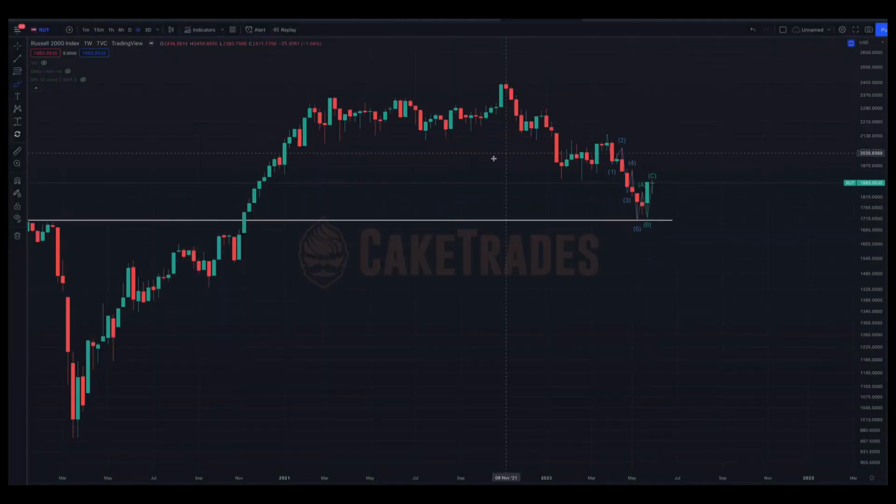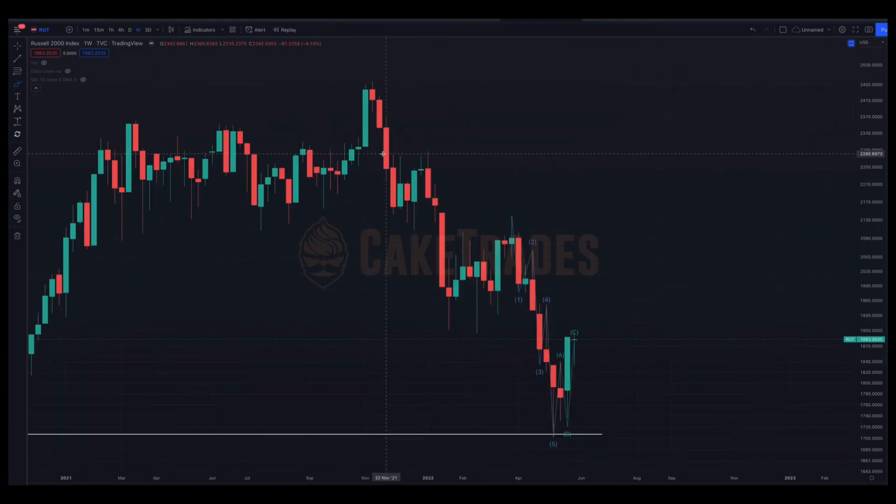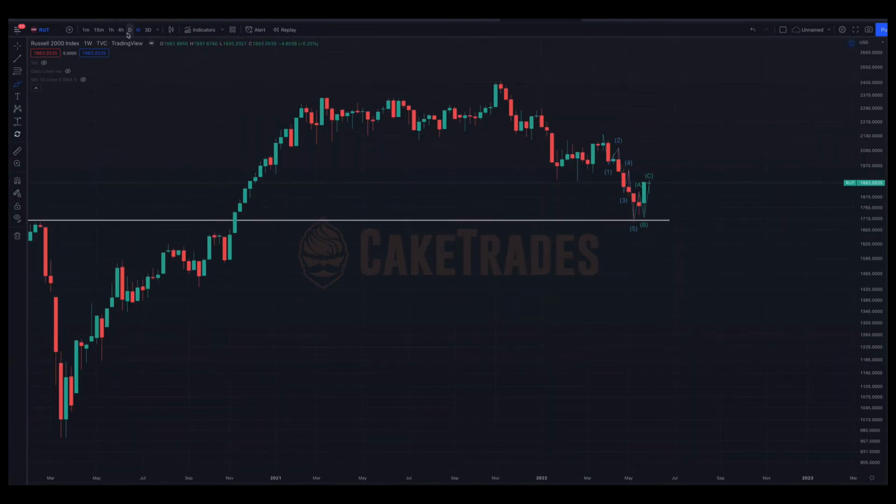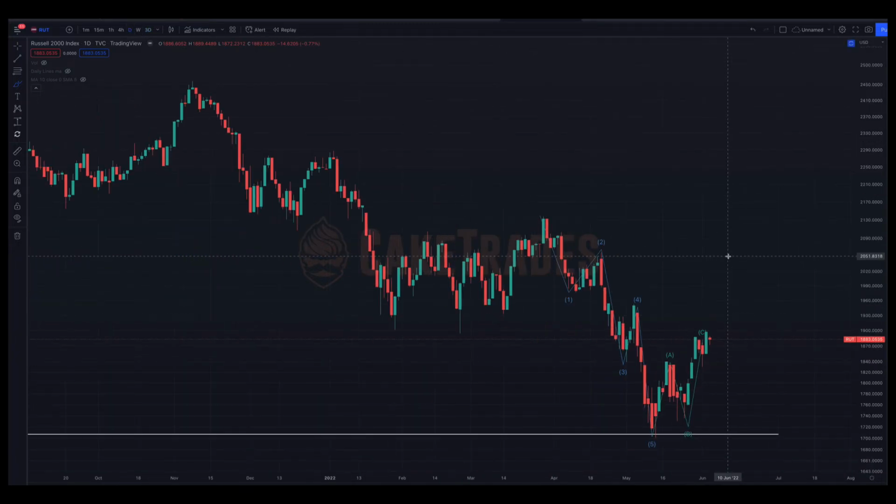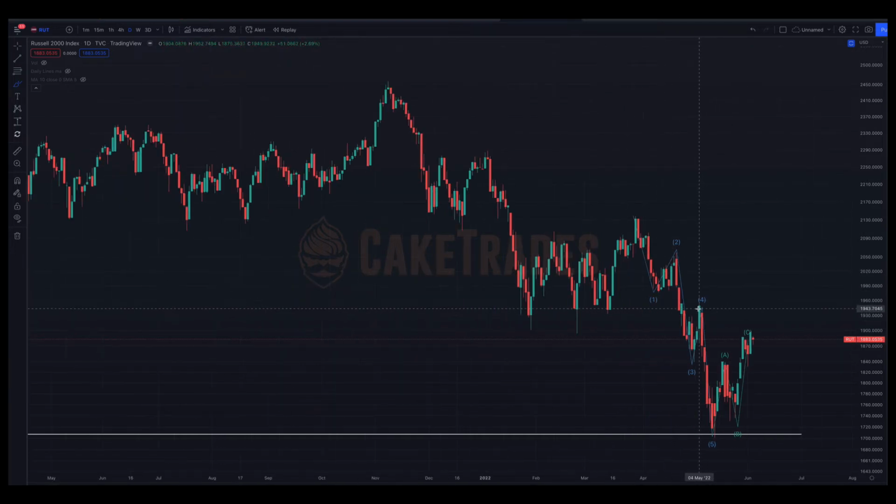Let's look at the Russell 2000. I've got like an Elliott wave impulse up here. That looks pretty good to me. Go to the daily chart. We're losing some momentum here, and we're under resistance. Again, we need to see us break through this to get really excited, but there's a chance here.